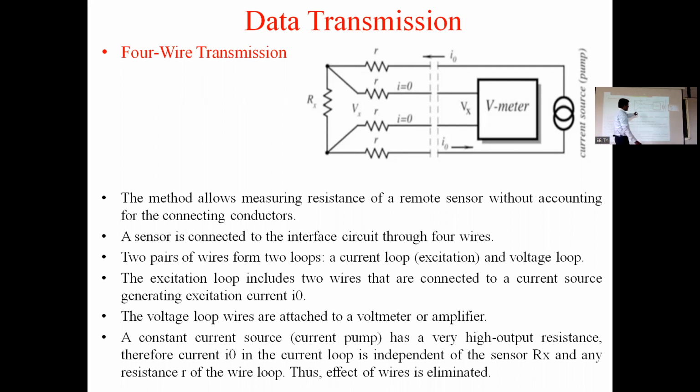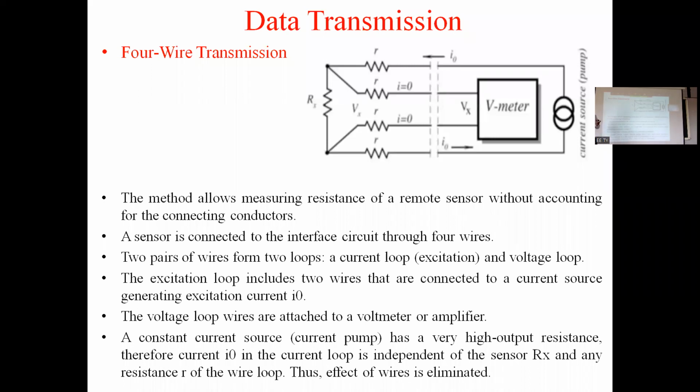So see, this outside loop is nothing but the current loop and this inside loop is nothing but the voltage loop. There a voltmeter can be connected, and it will read the value of voltage across this resistor. Here it is Vx, and here the current source shows some current, here it is I0, and here it is also I0.